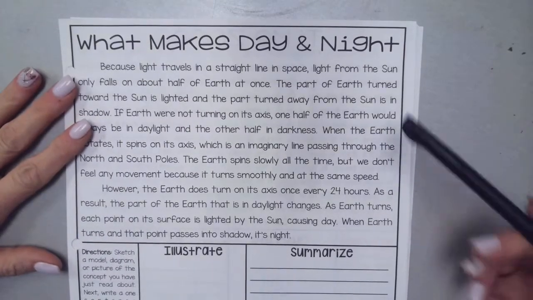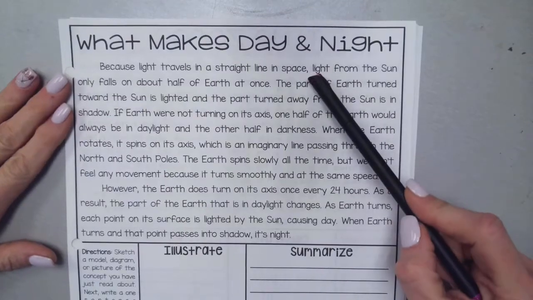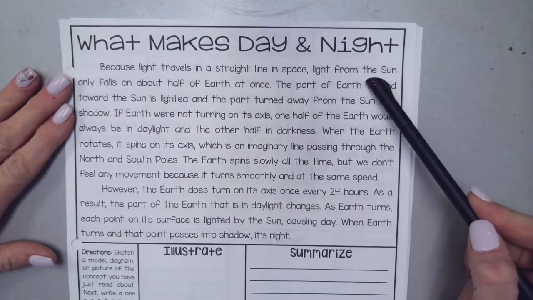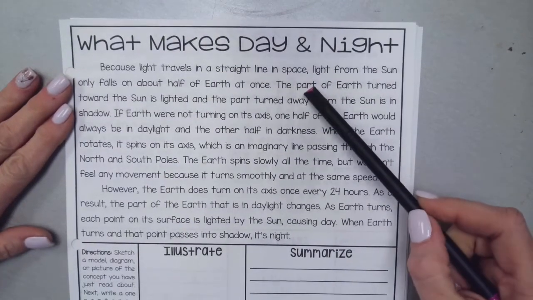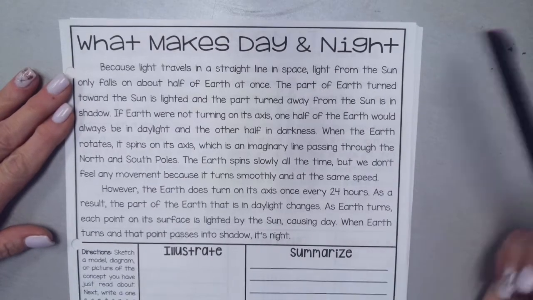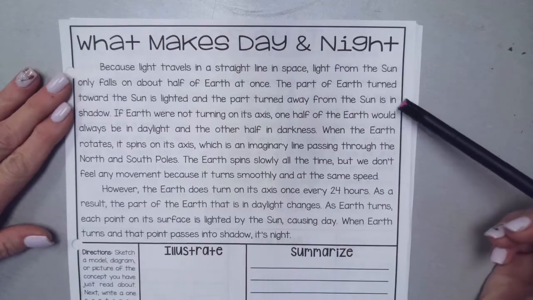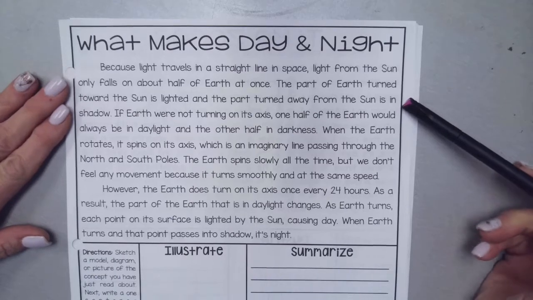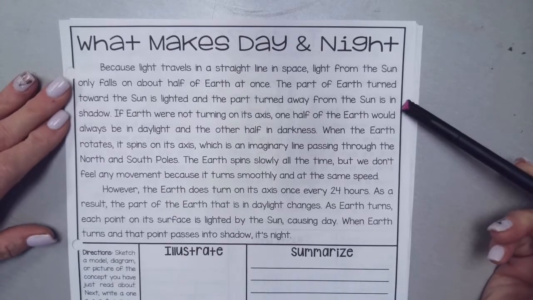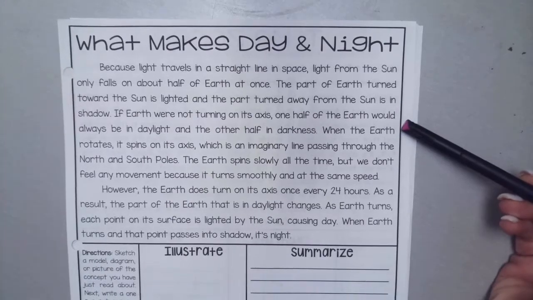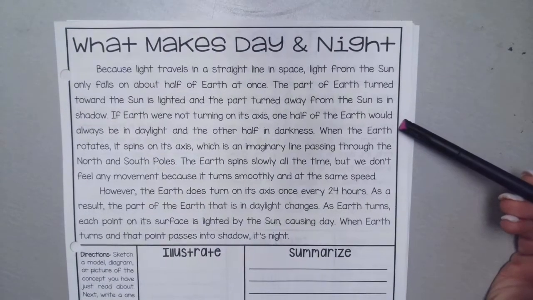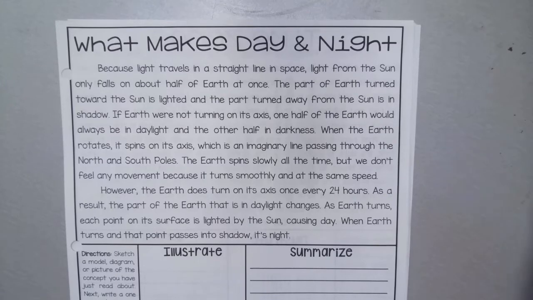Because light travels in a straight line in space, light from the sun only falls on about half of Earth at once. The part of Earth turned toward the sun is lighted, and the part turned away from the sun is in shadow. If Earth were not turning on its axis, one half of the Earth would always be in daylight and the other half in darkness.